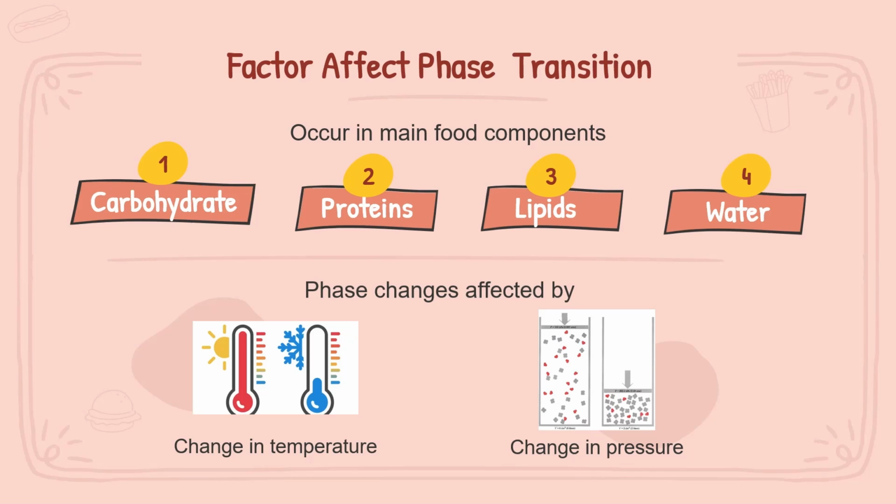Phase transitions are changes in the physical state of material including food components, which has significant effects on food physical properties. Most phase transitions involve phase changes in main food components such as carbohydrates, lipid, protein, and water. Phase transition is a change in the physical state due to a change in temperature and a change in pressure.